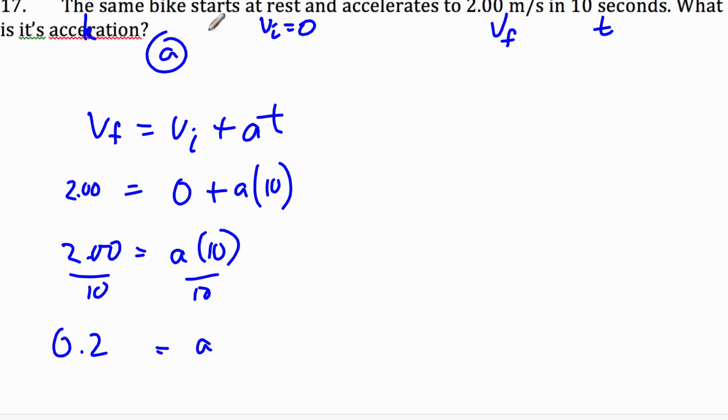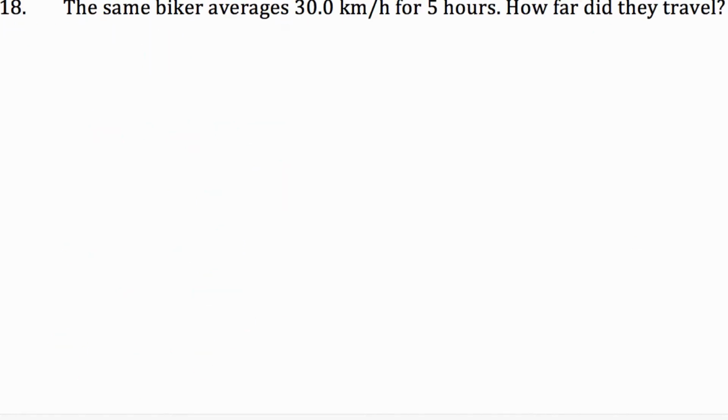Let's check sig figs. There's 2 here. There's 1 there. I guess I only have 1 sig fig. So my answer would be 0.2. And this is meters per second, and this is meters per second, and this is also seconds. So my units would be meters per, if there's 2 seconds on the bottom, it'd be seconds squared. Okay, so 0.2. All right, next one.